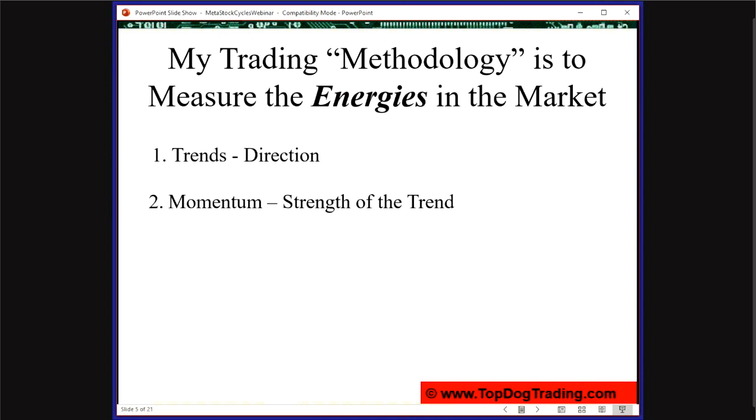The second one is momentum. Now, early in my career, I was a trend trader. I still do trend trading, but there was one point in my trend trading career when I was making some, losing some, making some, losing some.